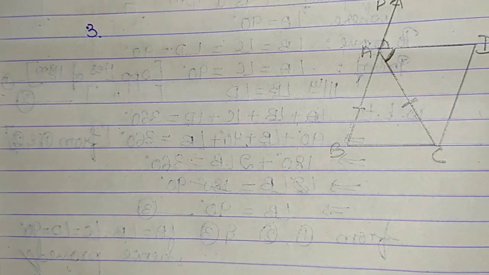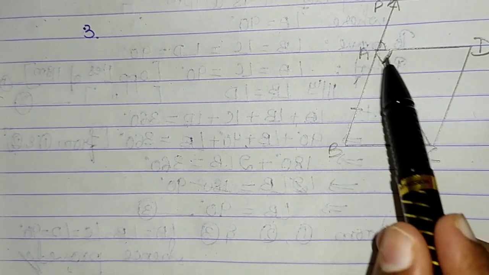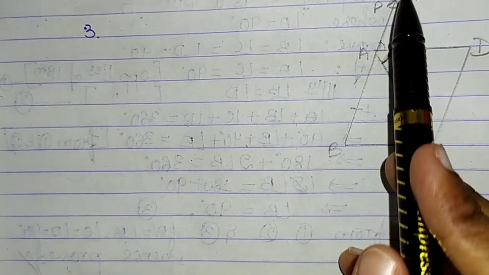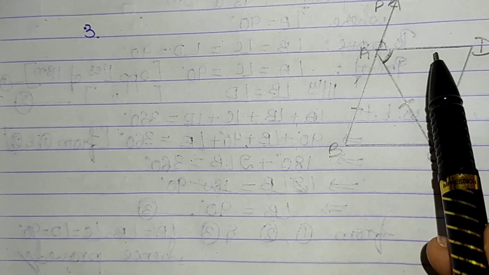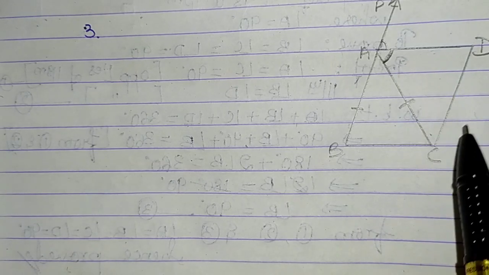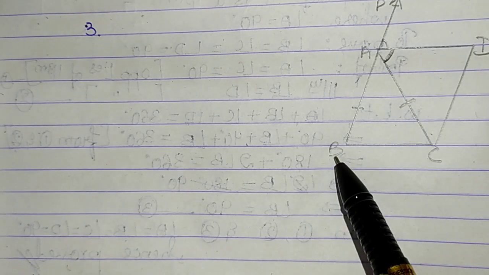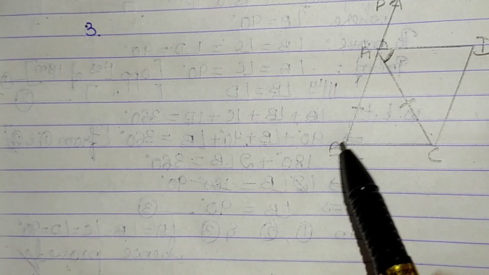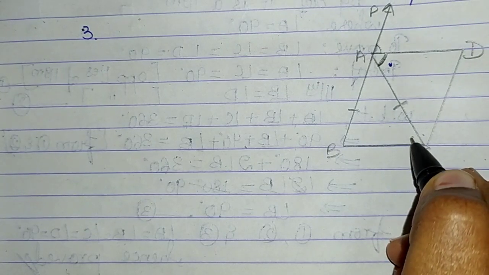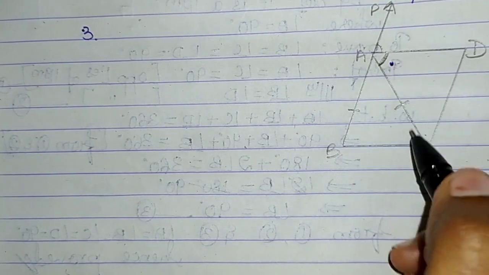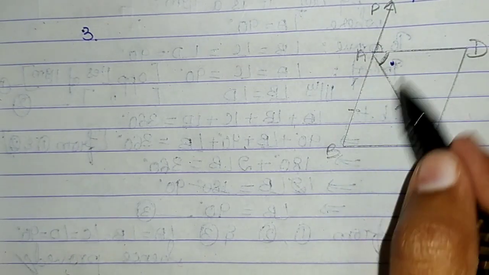In the third question, ABC is an isosceles triangle in which AB is equal to AC. AD bisects the exterior angle PAC. So PAC is an exterior angle which AD bisects. And CD is parallel to AB. Our job is to prove that angle DAC is equal to angle BCA, and also we need to show that ABCD is a parallelogram.